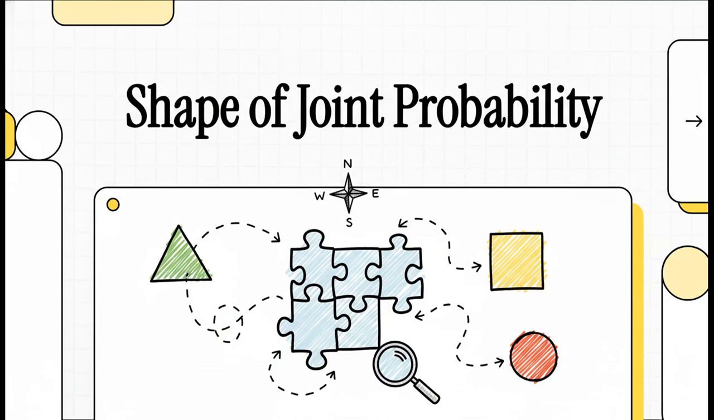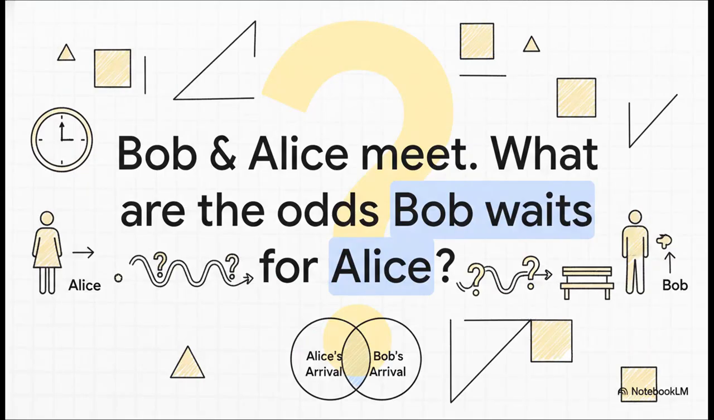Hey everyone, so today we're going to tackle joint probability. And if that sounds a little intimidating, don't worry. I want you to forget the formulas for just a minute and think of it more like a visual puzzle. Because the real secret here isn't about super complex math. It's about learning how to draw the right map. Let's dive in. All right, to kick things off, let's start with a classic problem.